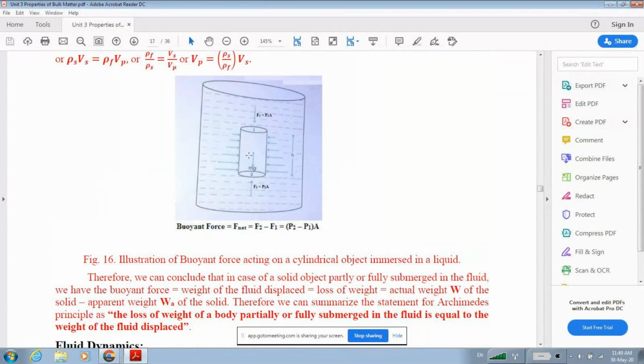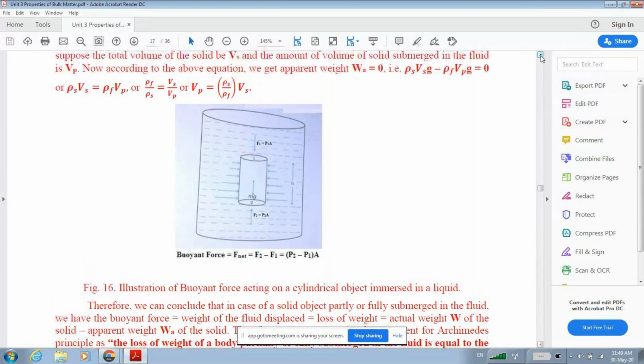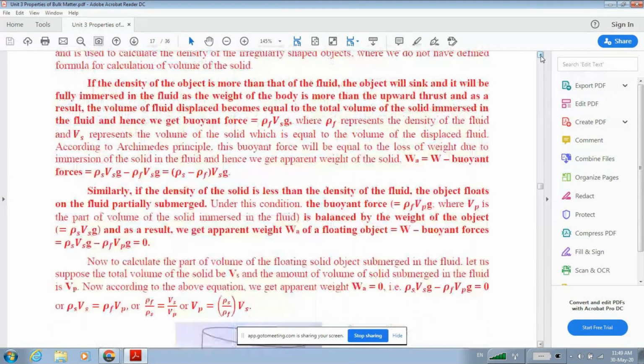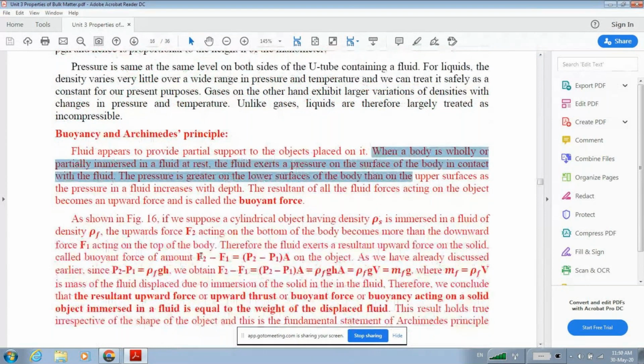Is it clear? F1 is the downward force acting on the upper side of the object, which is less when compared to the F2 force, which is acting at the bottom of the object upwards. So F2 is more than F1. So the resultant force is F2 minus F1, and the direction will be upward. F2 minus F1 is the resultant force acting on the object.